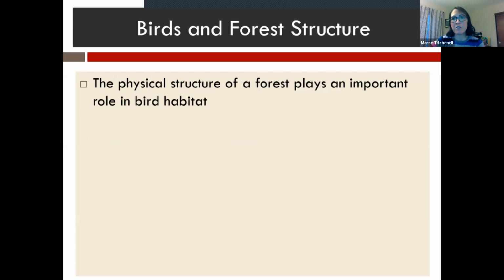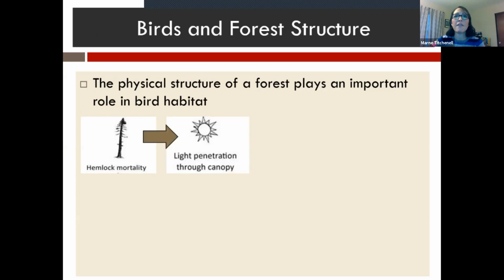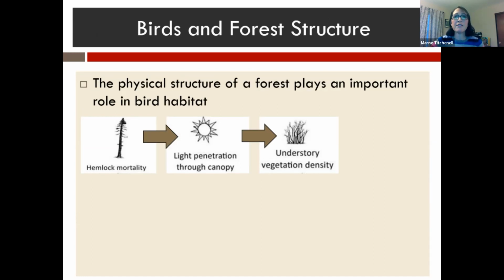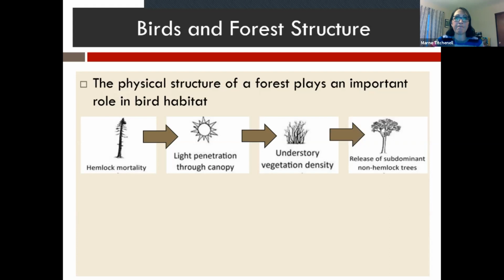Well, it goes back to what we talked about and how important forest structure is to birds, okay? And so the answer has to do, again, with that physical structure. So as hemlocks die, more light is penetrating the canopy and reaching the forest floor. This results in understory vegetation and the release of deciduous trees that were hanging out, growing slowly under the canopy of the hemlocks. Well, now they've received a healthy dose of sunlight and they're going to really start growing.